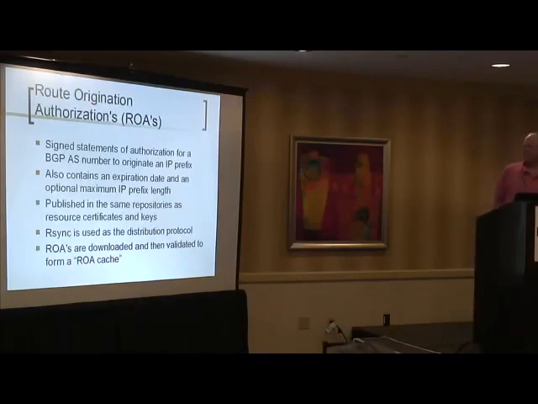It also contains an expiration date, and you can also specify a maximum prefix length. So if you have a /16 and you want to allow anything up to a /18, you can say a max length of 18, and it's a more compact way of doing that than having a separate row for each prefix. So obviously that would get out of hand quickly. If you have a /16 and you want to allow up to a /24, it's a lot more efficient to do this than to have 256 different rows.